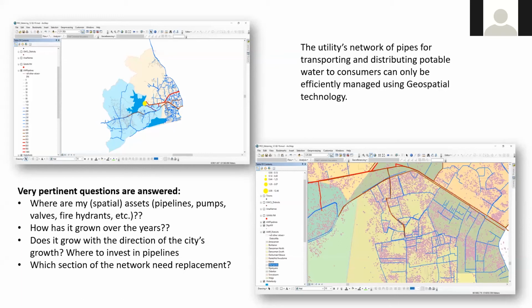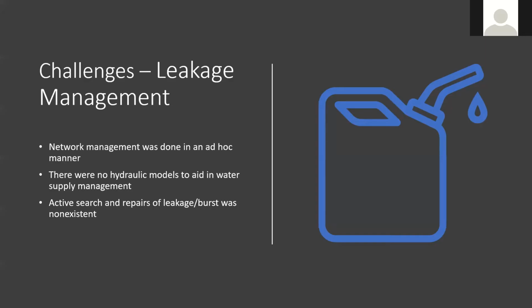The pipeline database is very critical, it is very essential, and it forms the backbone of all other subsequent solutions that we have used GIS to solve. So aside from the network itself, I can also talk about leakage management. Again, this is another area that GIS has been applied to try and address the issue that we have with leakages within our system.